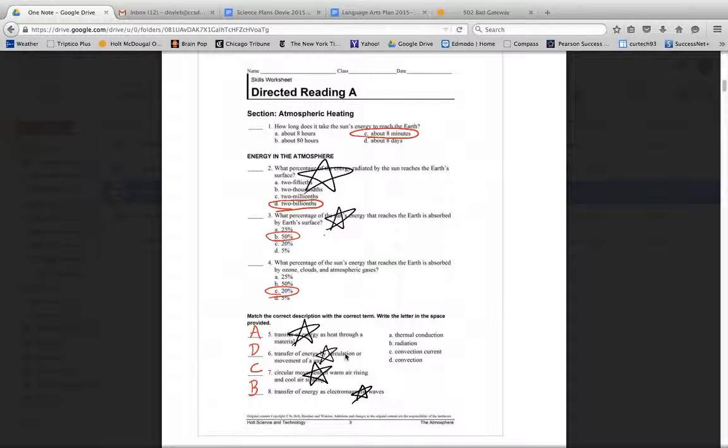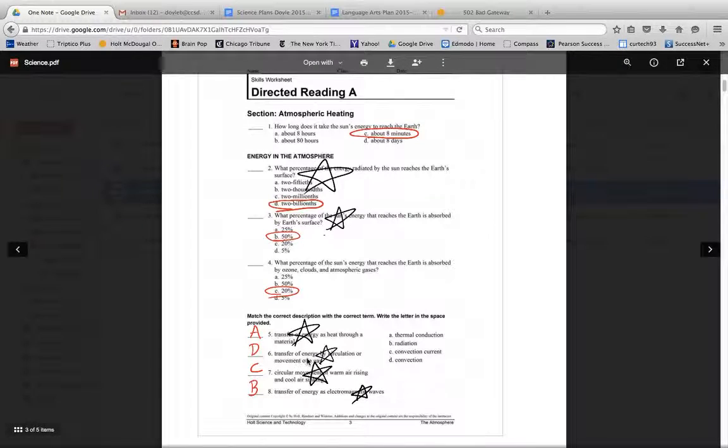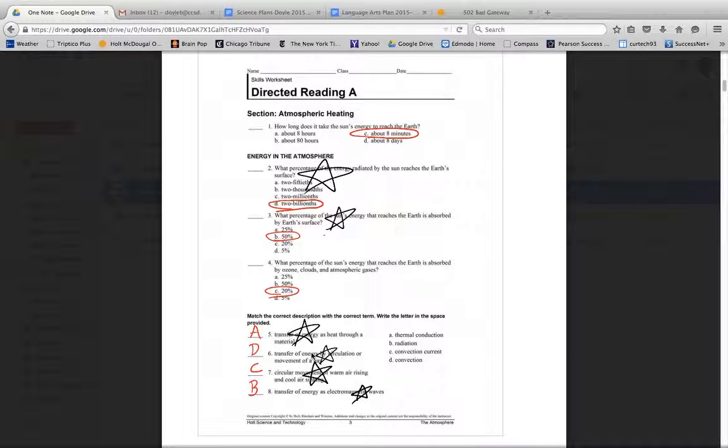Six, transfer of energy by circulation or movement of a gas. That is D, convection. So when hot air is moving, that is called convection. So think of the heating vents in your house. When the air is moving, hot air is moving through those vents. That's convection.